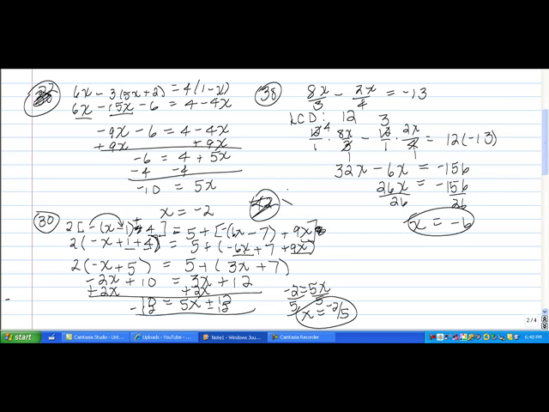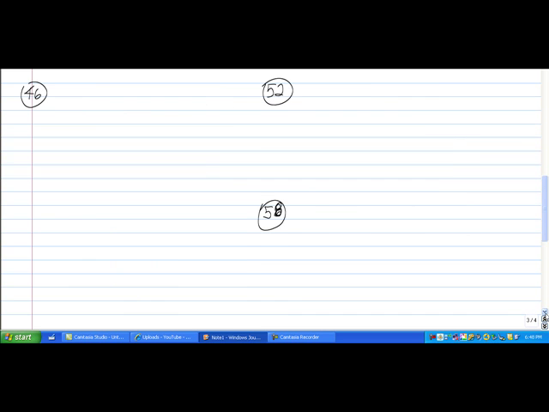To move 42 to the next page. Let's make that 42. In 42, we have another fractional equation. This time, we have (2x plus 5) over 5 equals (3x plus 1) over 2 plus (negative x plus 7) over 2.